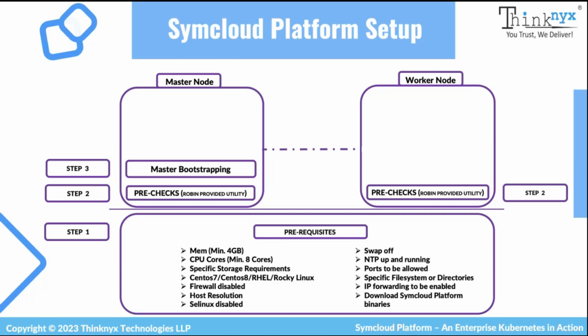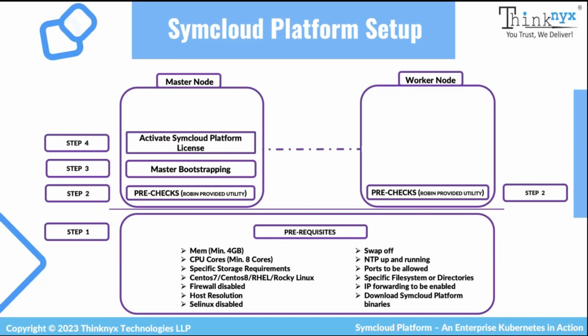Once this is done, we need to activate our SimCloud platform. We need to register for a trial license, and then activate our master node. Once the license is activated, you will be able to see the master is up and running. Then we will move our focus to the worker node. We are going to do the bootstrapping of the worker node and add it to our master node. Once done, we are just going to check the status of our cluster.